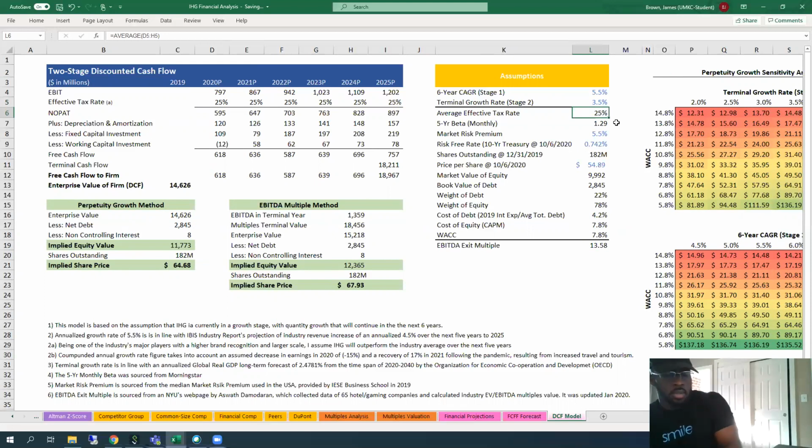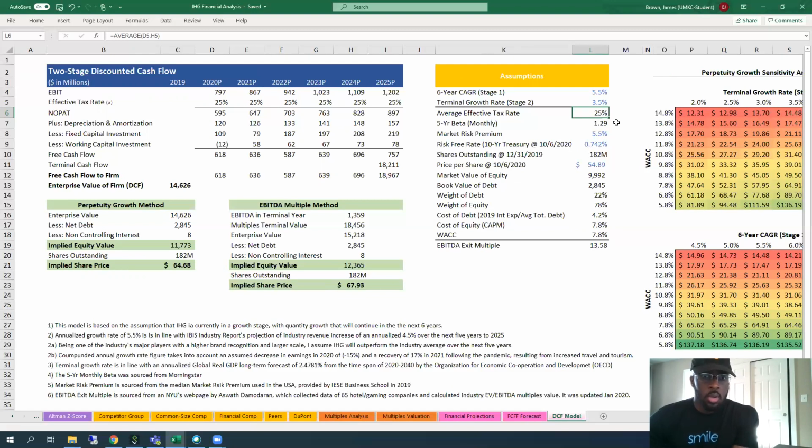I think my model has a pretty good reflection of reality because I feel pretty good about my assumptions. I use my assumptions based on sources of industry research. The IBIS predicts that even with coronavirus, the hotel industry is going to have an annualized 4.5% revenue increase over the next 5 years. I predict that, with IHG being a major player in the industry, it is going to have a higher growth rate than the industry in total.